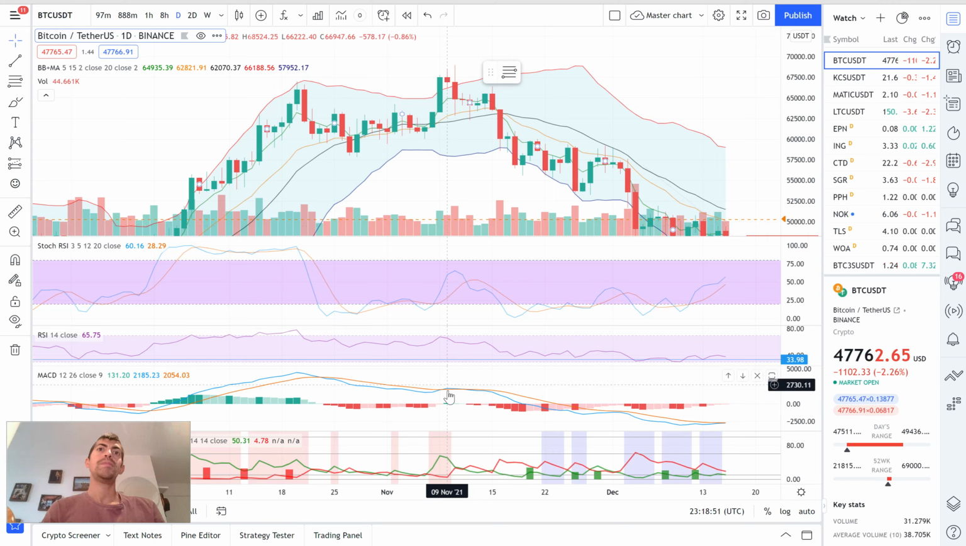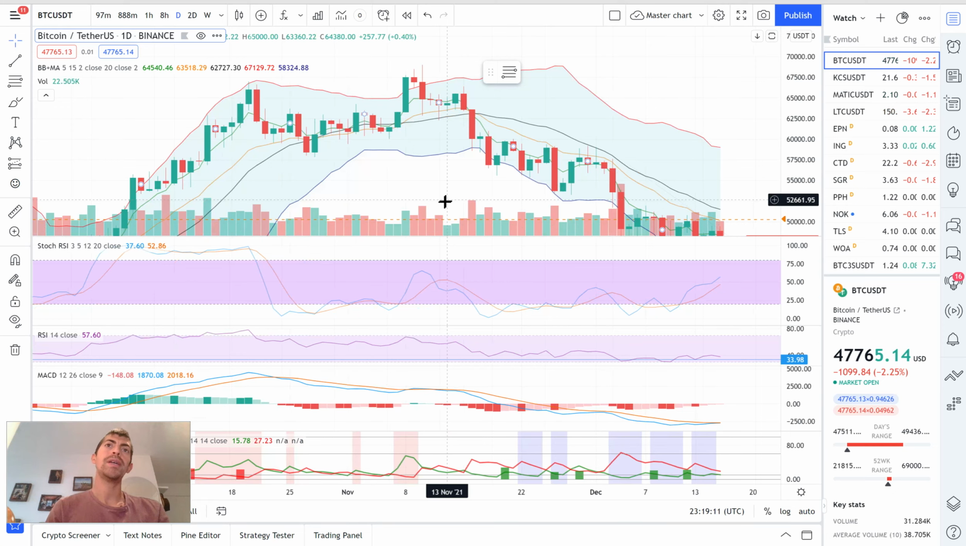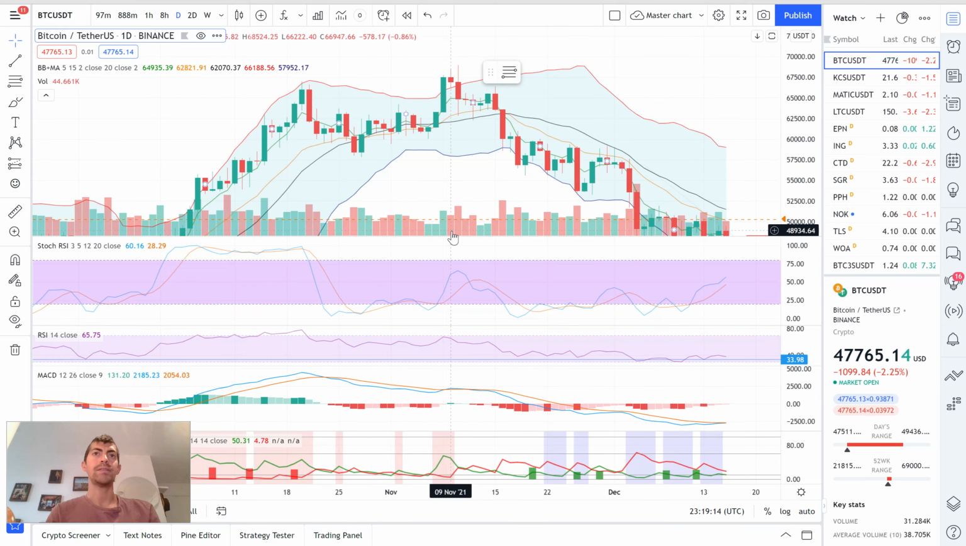When the MACD is positive, and I'm looking at reversal trends on the volume ticker, I like to say that when there's a reversal, the general rule is the red candle should be higher than the previous day's green candle. That's a good reversal indicator, but in this case it's not. It's a bit lower.